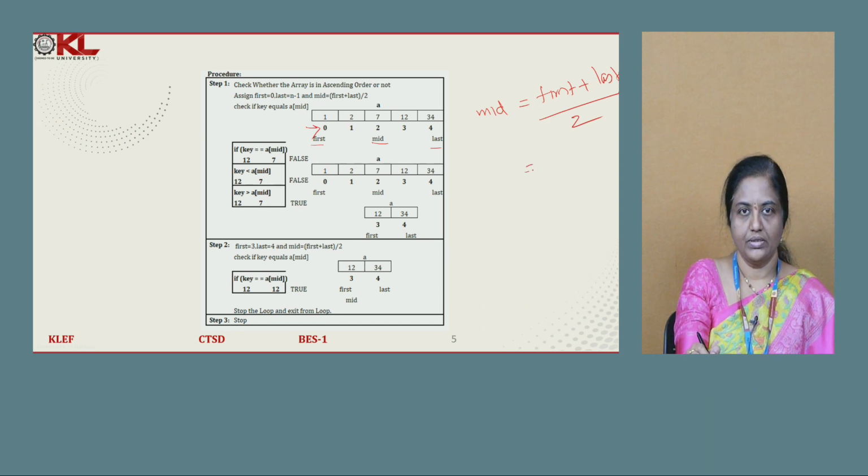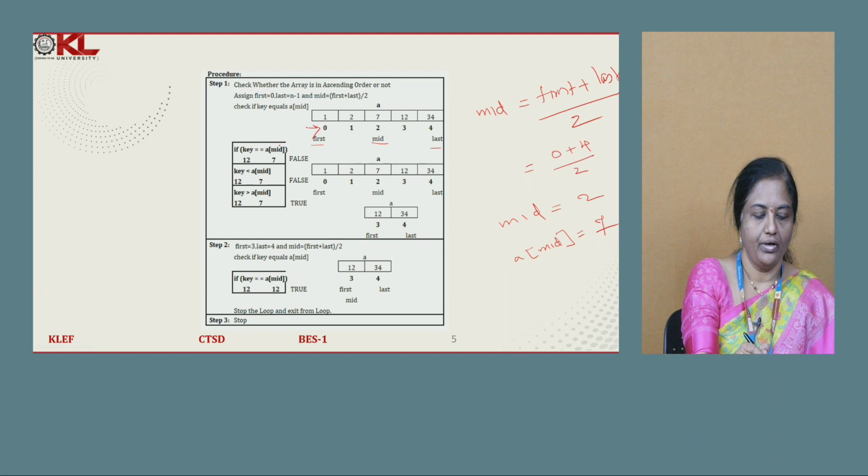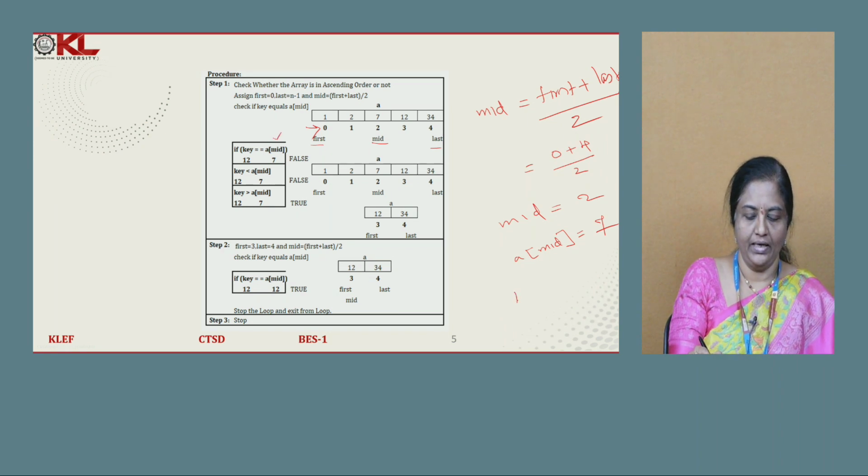So therefore, what is that first value? 0 plus 4 by 2. How much is it? 4 by 2 is 2. Now your mid is 2 and A of mid is how much? The value at position 2 is 7. That's why here I am accessing. The element to be found is called the key, and the key is 12 in this example.